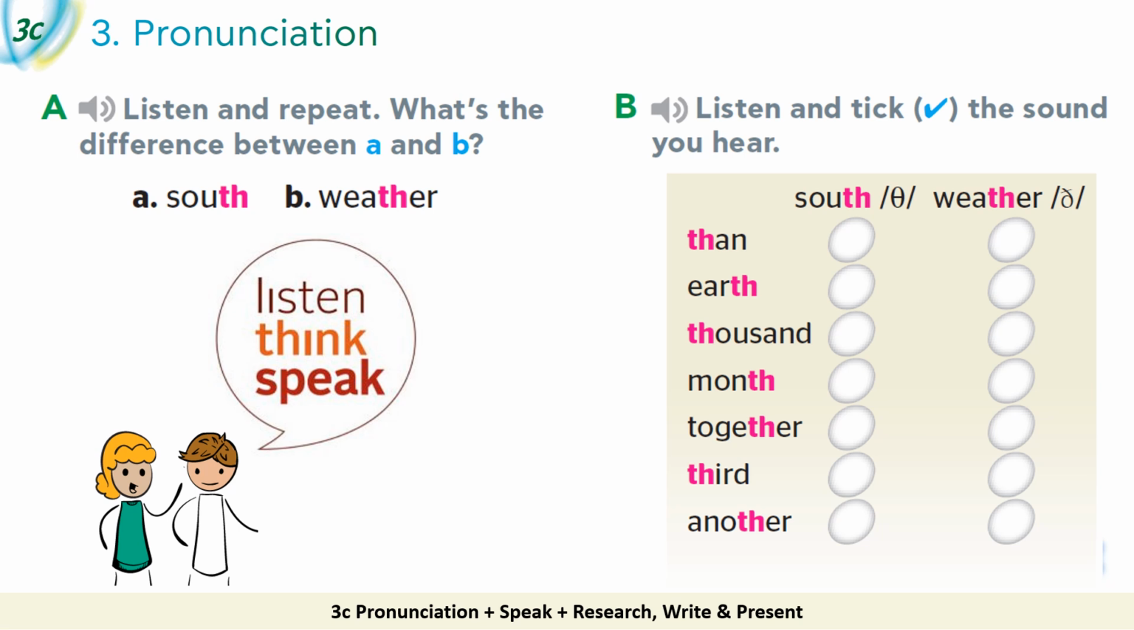3. Pronunciation. A. Listen and repeat. What's the difference between A and B? A. South. B. Weather. So in the first word, south, we have the sound th, and in the second word, weather, we have the sound the. Now let's have more examples in exercise B.